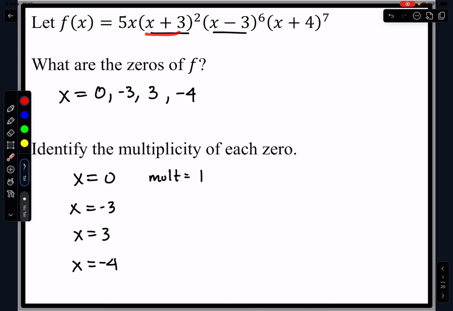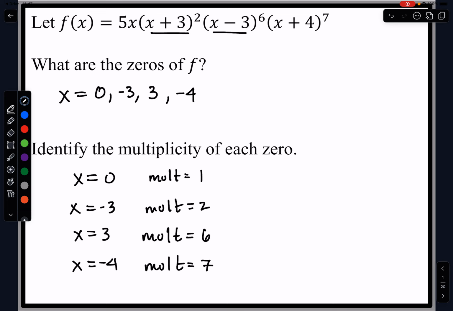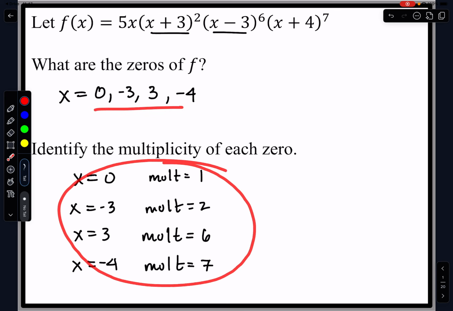Now, since this factor is raised to the second power, that means that x equals negative 3 a total of 2 times. So the multiplicity of this is 2. The multiplicity of 3 will be 6, and the multiplicity of negative 4 is positive 7. So there are your zeros and the multiplicities of each zero.